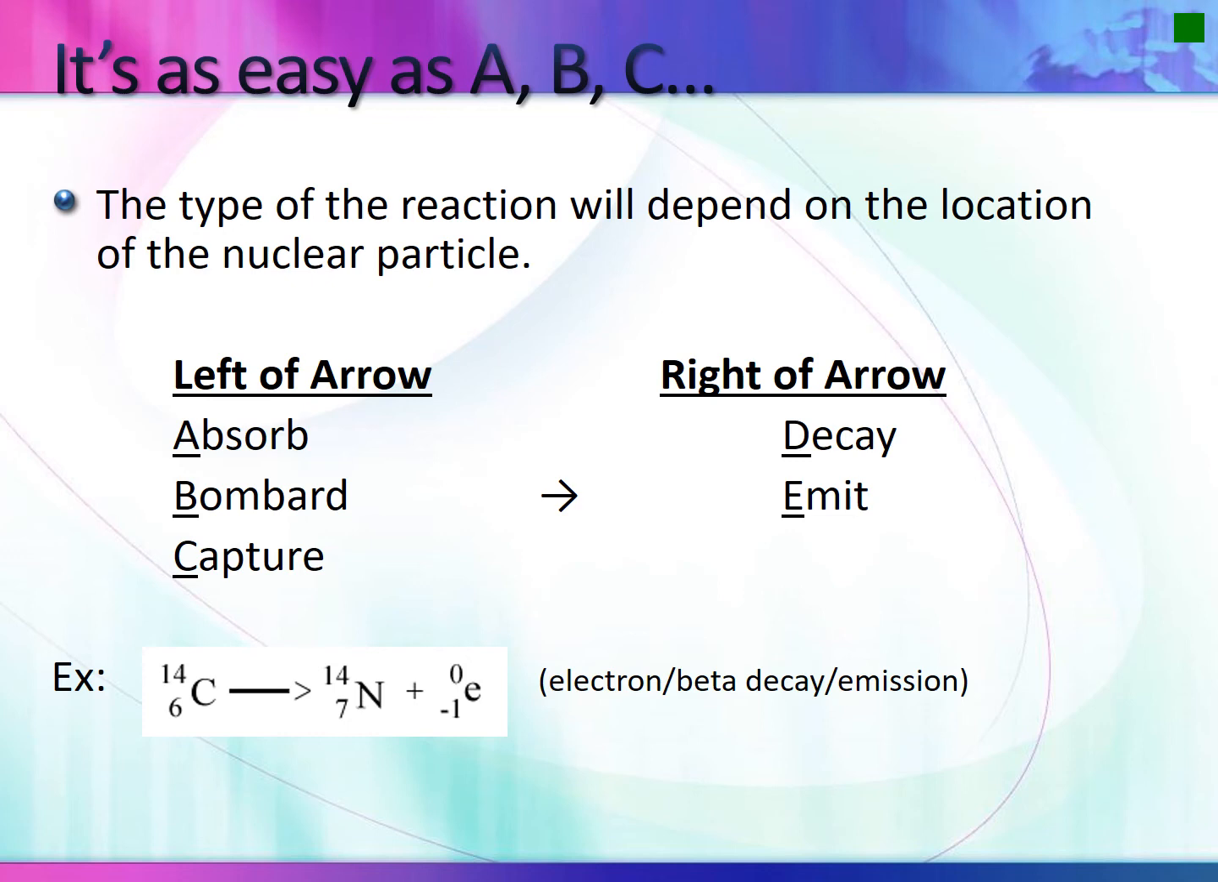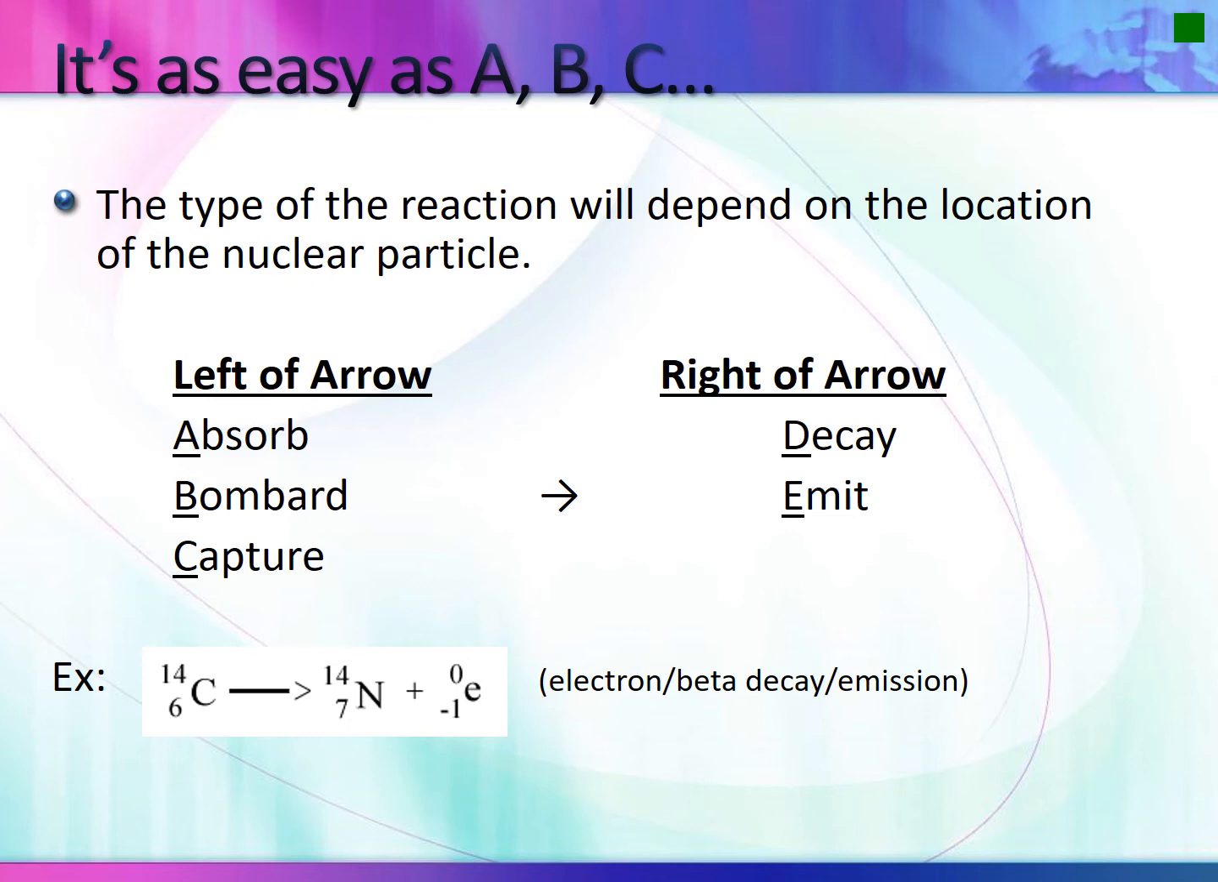It doesn't matter where the blanks are, it all depends on where these 4 particles are found. If these particles, or one of them, is found on the left side of the arrow, you are going to use the words absorb, bombard, or capture. So if you see a gamma particle on the left-hand side of this arrow in a reaction, you would say a gamma absorption or a gamma capture. If you saw it on the right-hand side, you use the words decay or emit. So a gamma decay or a gamma emission.